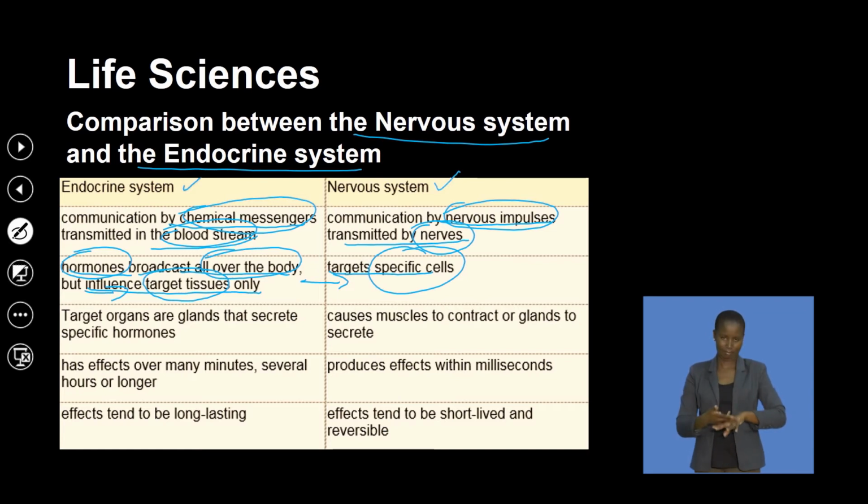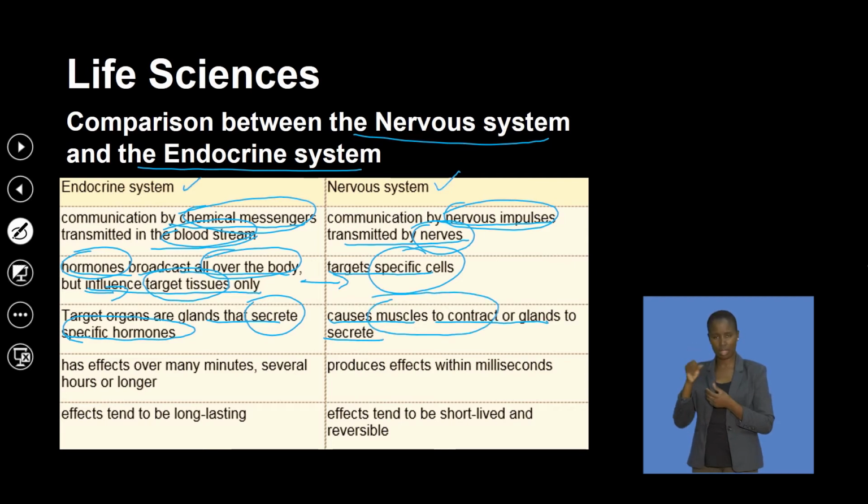Let's look at the next difference. In the endocrine system, target organs or glands secrete specific hormones. So these would be glands that produce specific hormones, and we will look at examples of these. Whereas when we compare that to the nervous system, this causes muscles to contract or glands to secrete a stimulus or a hormone or a secretion. So this would be targeting muscles or glands, and here you've got organs that are being targeted on the endocrine system.